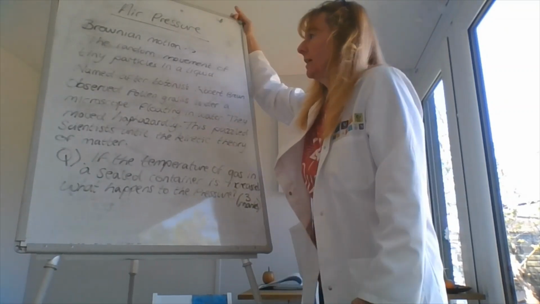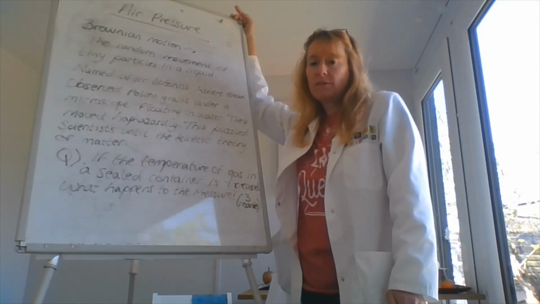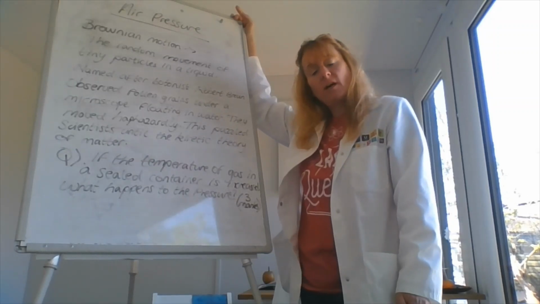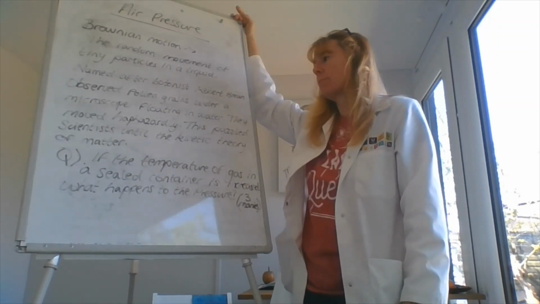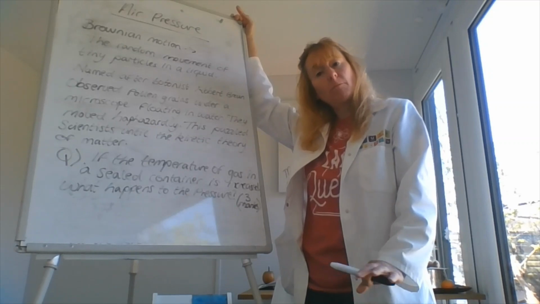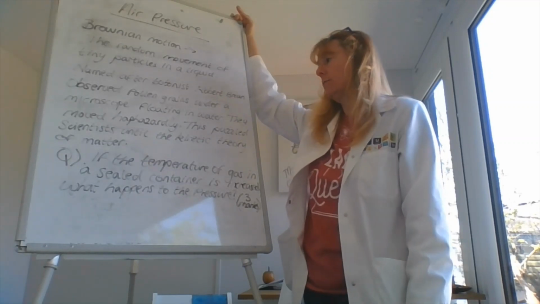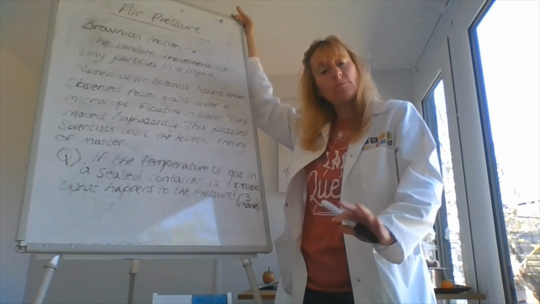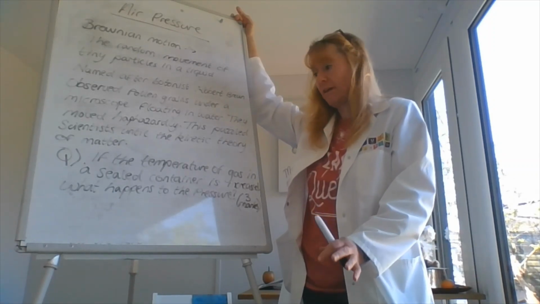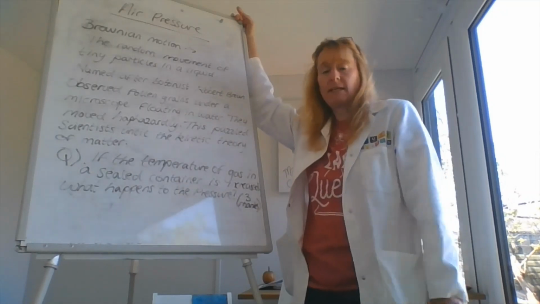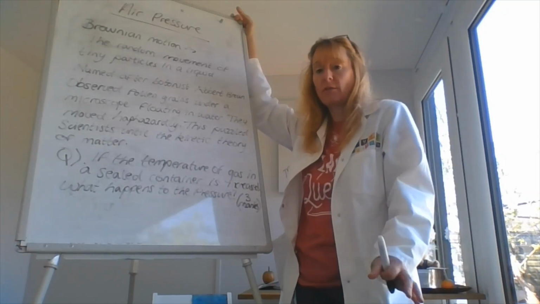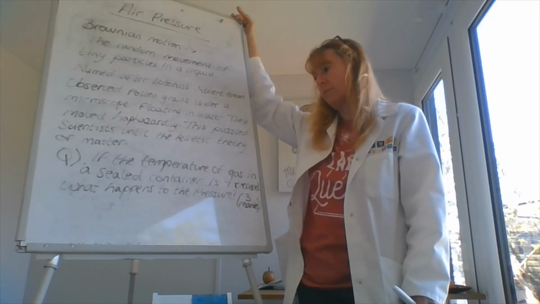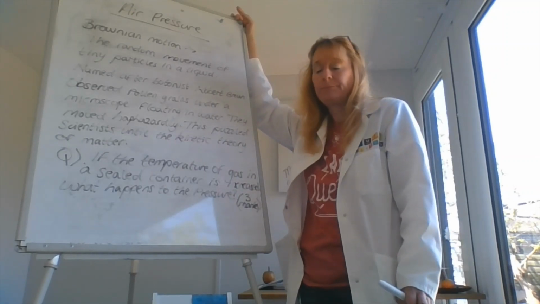Brownian motion is the random movement of tiny particles in a liquid, and it was named after a botanist called Robert Brown. He observed some pollen grains that were in water under a microscope, and they tended to move in a haphazard fashion, and it puzzled scientists as to why the pollen grains were moving in this haphazard fashion. Until they came up with the kinetic theory of matter.